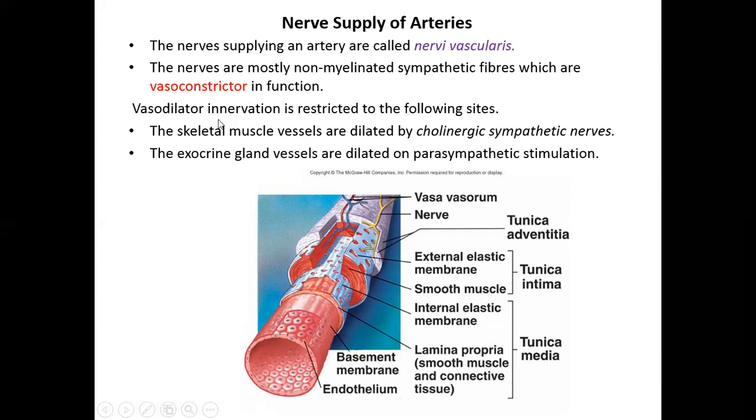But there are some areas where you can see vasodilator innervation. For example, skeletal muscles. They are supplied by the sympathetic nerve, but it is vasodilator in function. So we have seen usually sympathetic fibers cause vasoconstriction generally, but in case of skeletal muscle, the same sympathetic fibers can cause vasodilation. Another area where parasympathetic stimulation can be seen in a blood vessel, which can dilate the vessel, is the exocrine gland. So the exocrine gland is supplied by parasympathetic supply, which can cause dilation of the vessel.